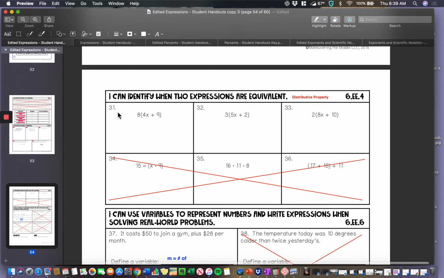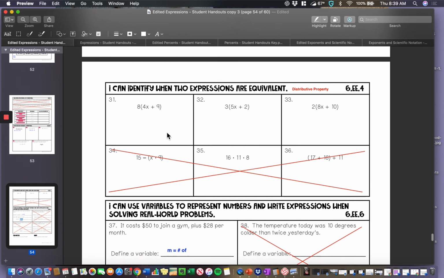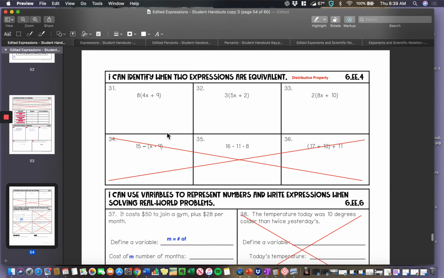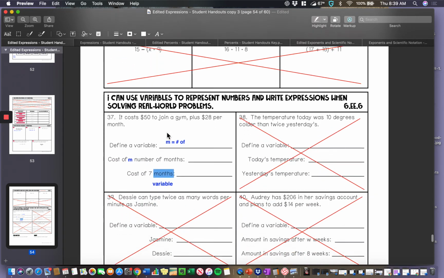On the next box down, it says I can identify when two expressions are equivalent. So really, we're just going to be using our distributive property here. So use your distributive property and write a new expression here. So for example, 8 times 4x should give me a number in x plus whatever 8 times 9 is. And you can go back and look at the distributive property lesson. It was a really informative video on how to do the distributive property. So if you need to, you can go back and check that one out.